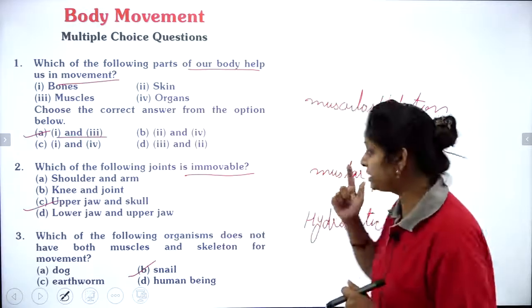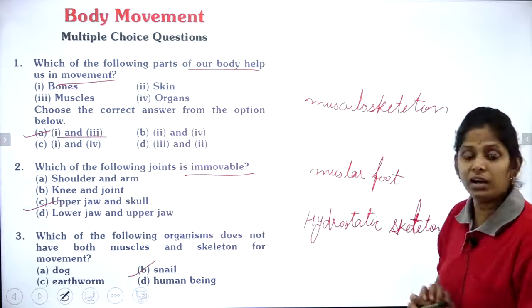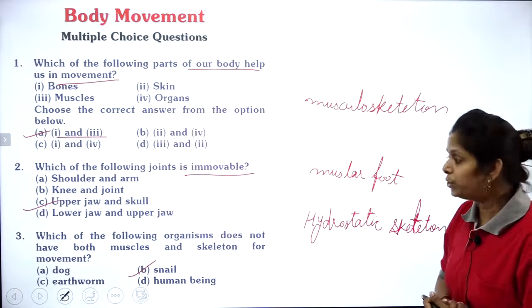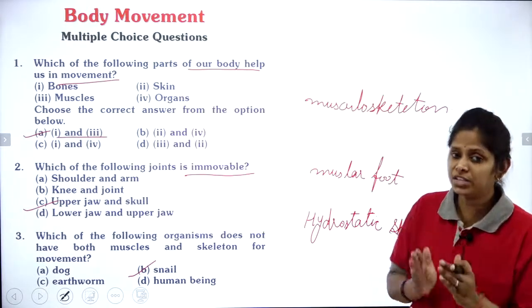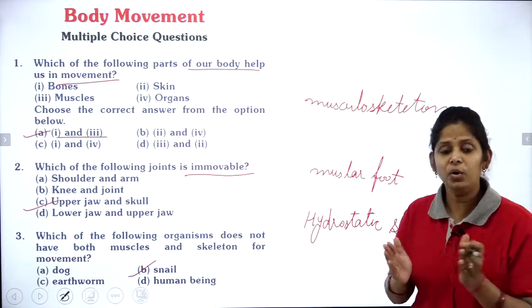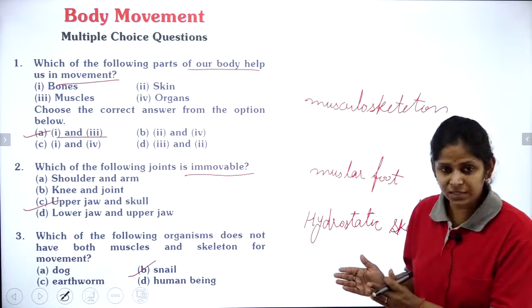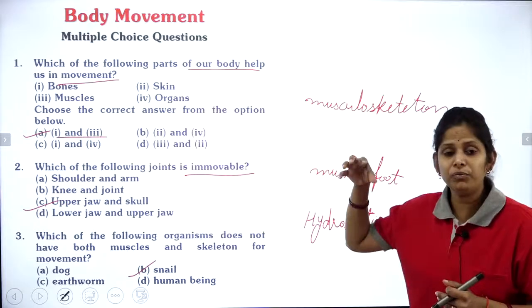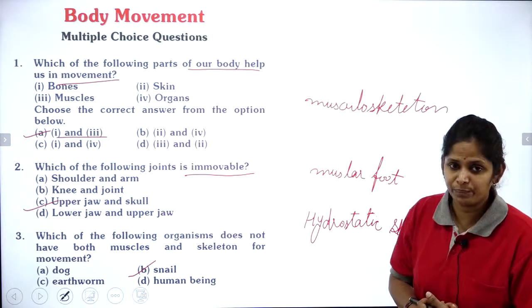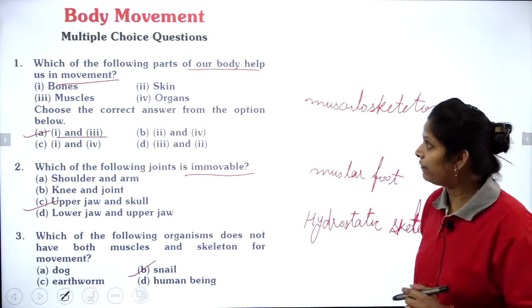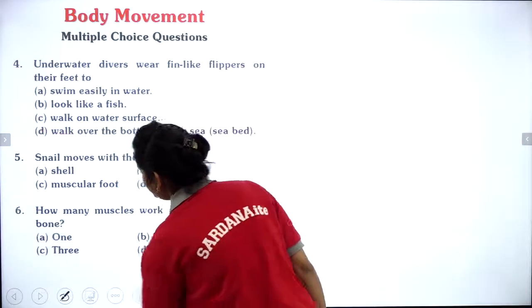So this type of skeleton is present in earthworm. Because of the relaxation and contraction of the muscles and the pressure of fluid, it helps in movement for the earthworm. Clear? Then after, we'll see the next question.